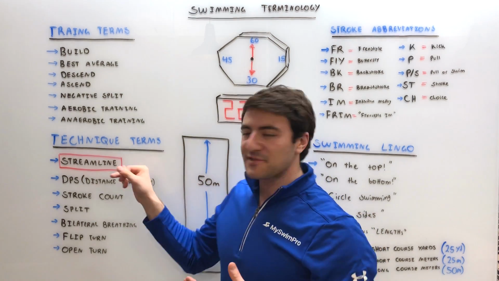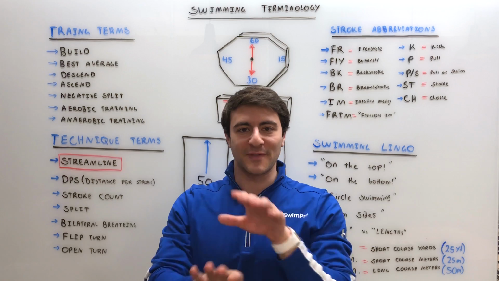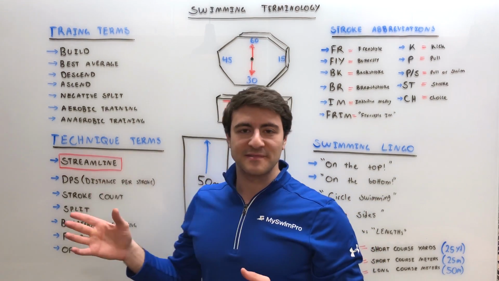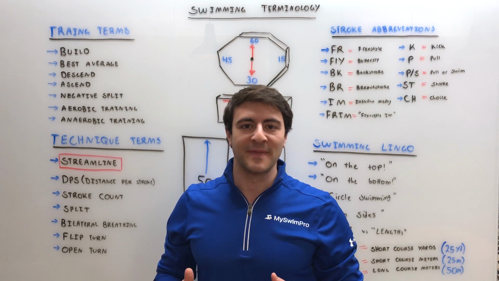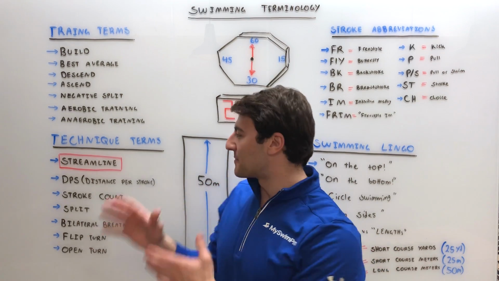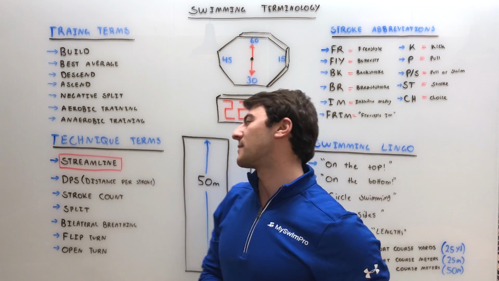So when someone says streamline, they're referring to your hands together, your body being really narrow, and oftentimes this is how you push off the wall on every single flip turn or when you start with a dive. So it's the most important word in swimming.